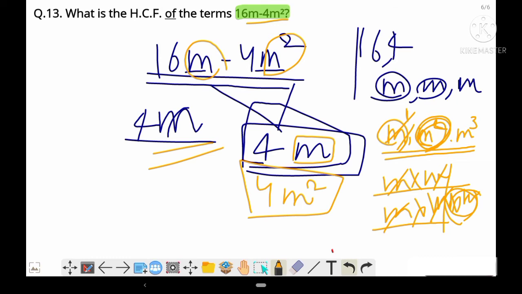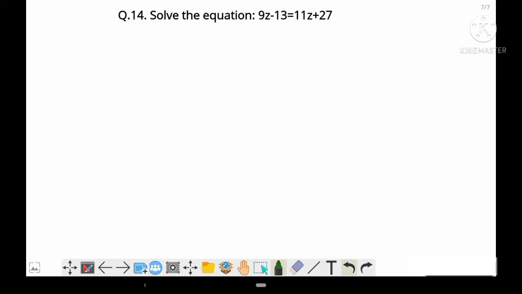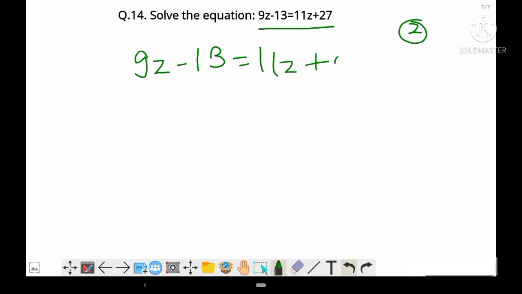Now question number 14. Okay, so in question number 14 हमें एक इक्वेशन दिया गया है, that is 9z minus 13 is equal to 11z plus 27. So we need to solve the equation for z because this is the unknown value. So यहाँ पे मैं इक्वेशन लिख रही हूँ: 9z minus 13 is equal to 11z plus 27.